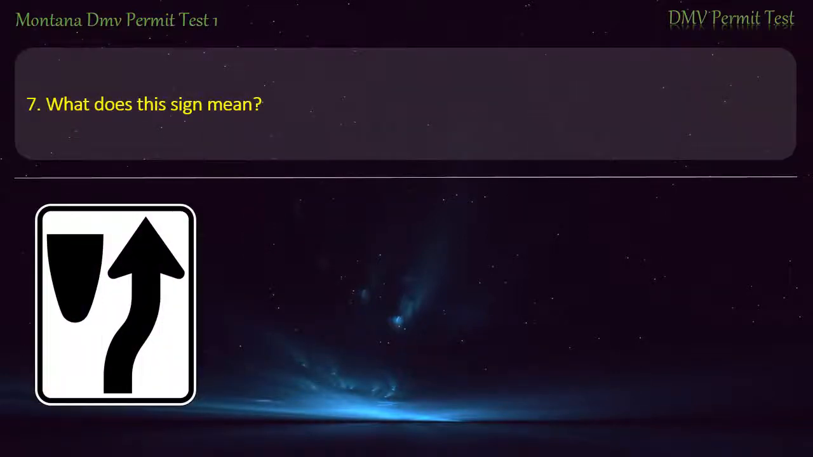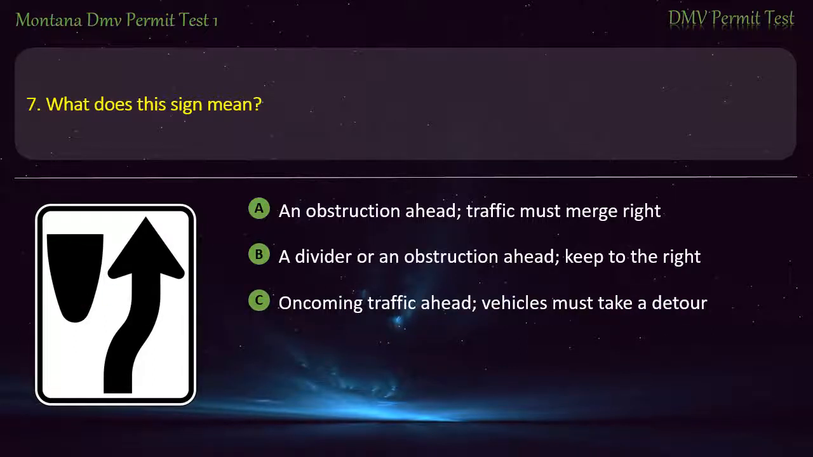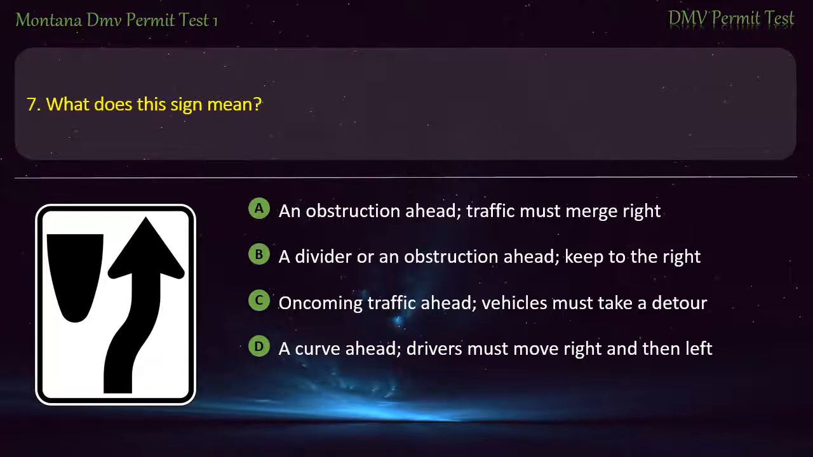Question 7. What does this sign mean? An obstruction ahead, traffic must merge right. A divider or an obstruction ahead, keep to the right. Oncoming traffic ahead, vehicles must take a detour. A curve ahead, drivers must move right and then left. Answer. A divider or an obstruction ahead, keep to the right.